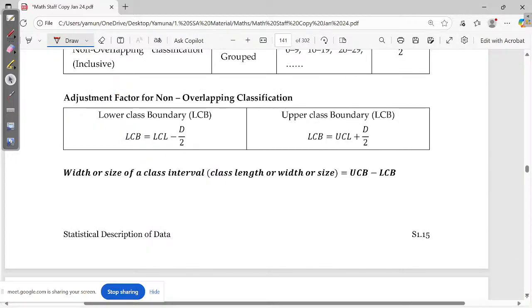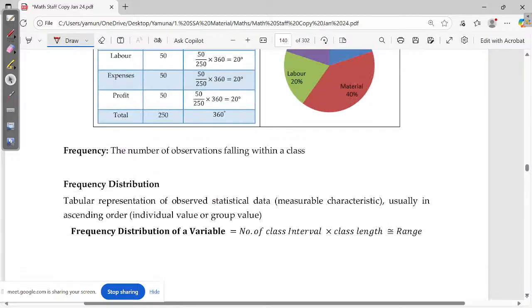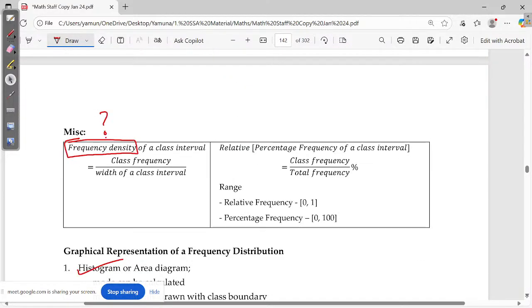Okay, fine. So if unequal class intervals are given, you proceed with the original frequency. You need not convert to frequency density. Only for histogram, you have to convert it.